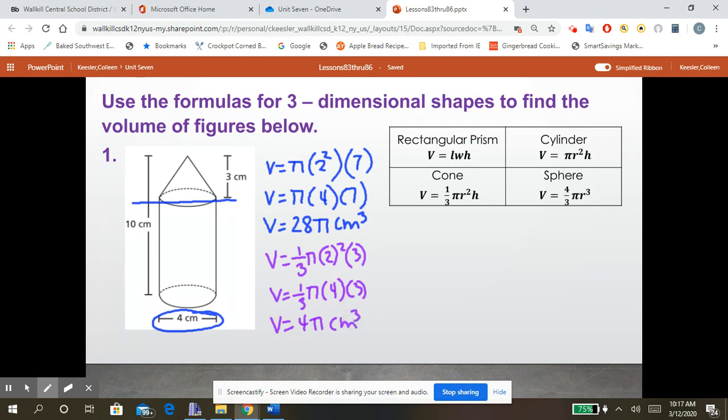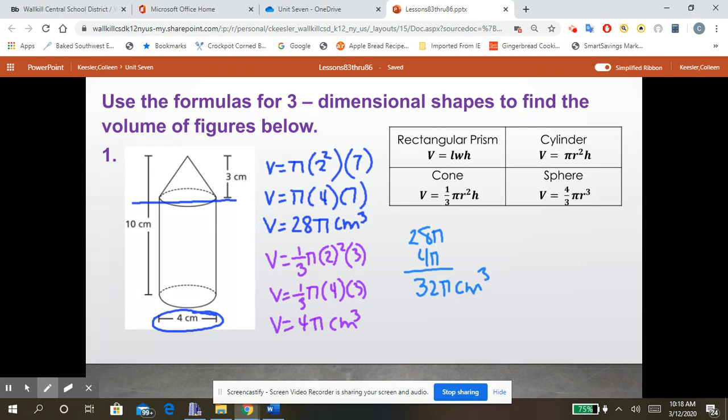Now, that's the two separate volumes. So we want to put them together to find the total volume. So that's 28 pi plus 4 pi is 32 pi centimeters cubed for the total volume. Now, that's leaving it in terms of pi, giving an exact answer.